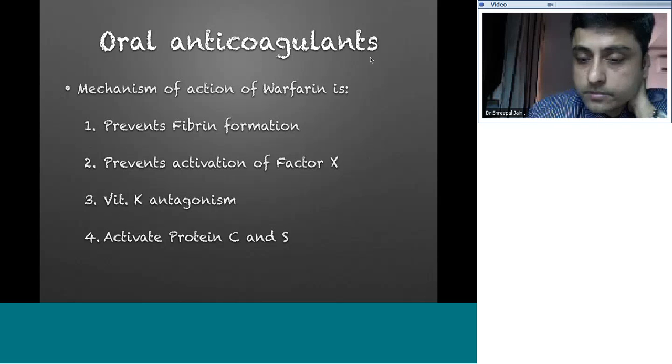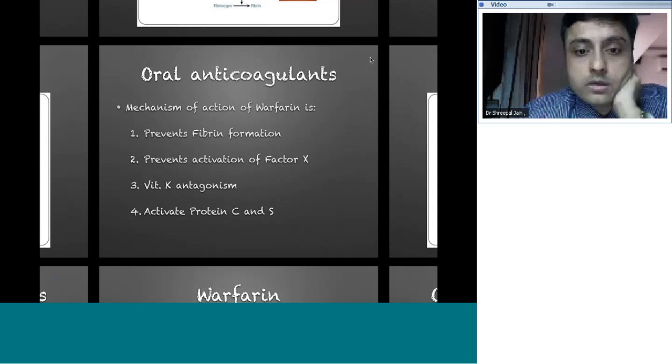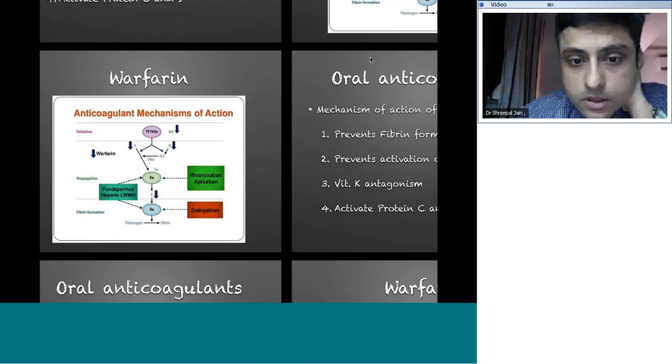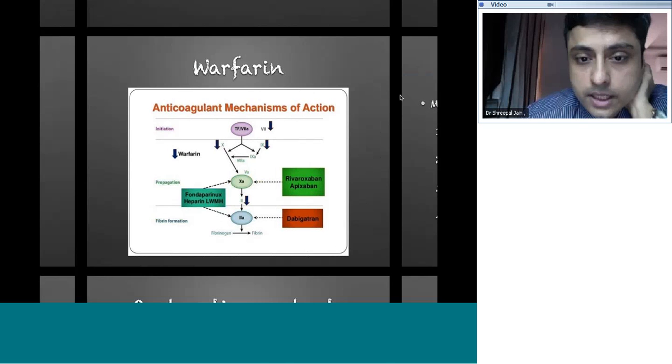Anybody? Which of the clotting factors? 2, 7, 9, 10. Superb. So this is how your warfarin acts. So you can see that factors 7, 9, 10 in the initial stage of the cascade, and eventually factor number 2, which are all reduced by the action of warfarin.